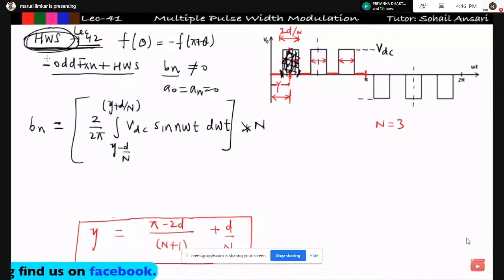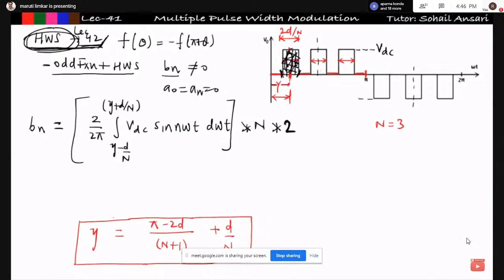Now, according to half wave symmetry, I need to multiply this by 2 also. If you have any doubt in writing these things, then just wait for the next lecture, lecture number 42. I will explain each and every concept. Up till now, you should note down how this is coming. Why am I multiplying this by 2?